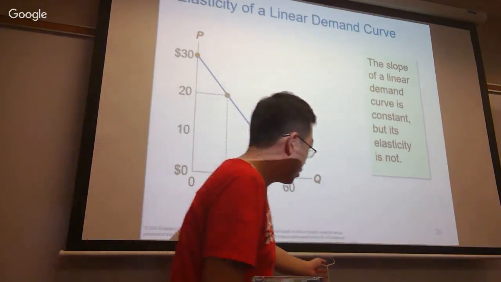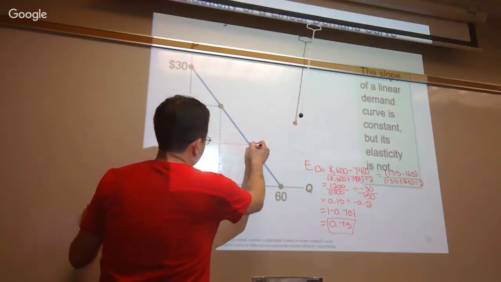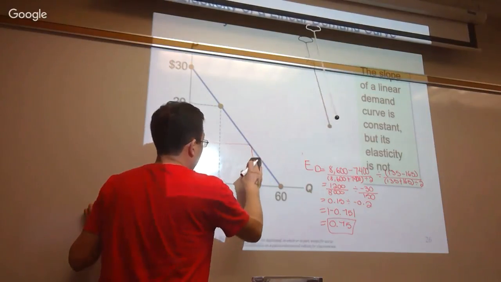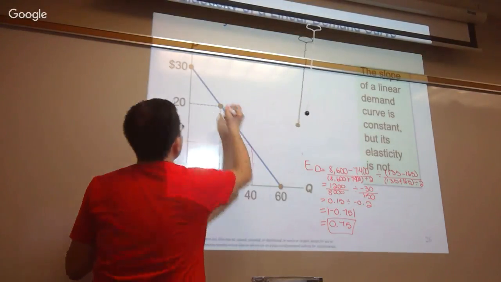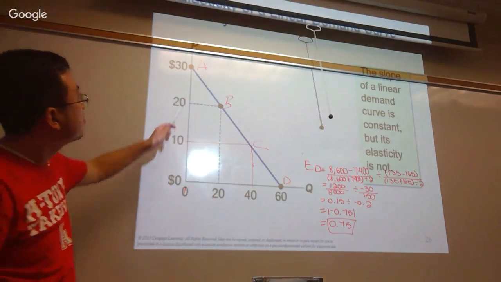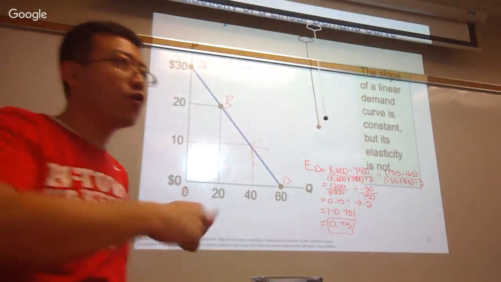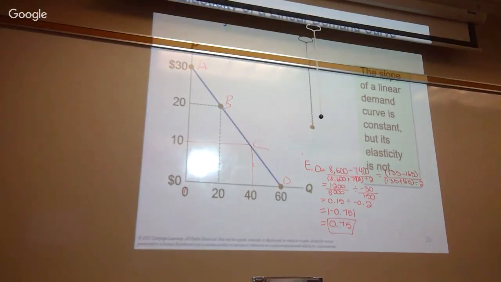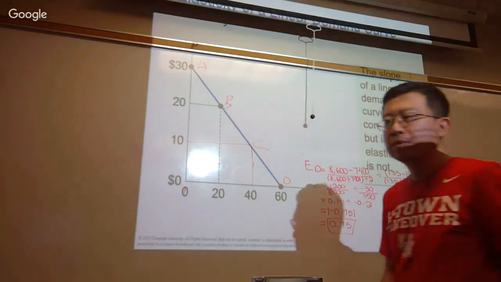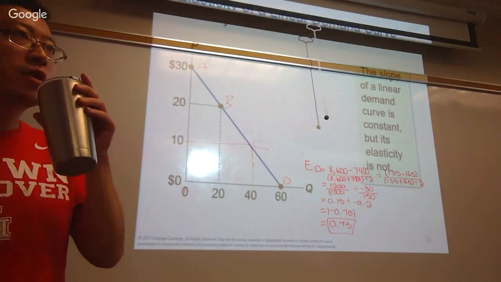All right, let's try this. All right, guys, find out what's the elasticity between A and B, between B and C, and also between C and D. So use the Q1, Q2 formula we did before. Q1 minus Q2 over Q1 plus Q2 over 2, and then divided by P1 minus P2 over P1 plus P2 over 2. So use the same formula, find out what's the elasticity for demand between each point.